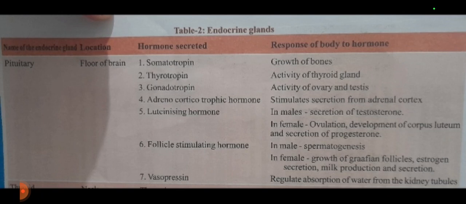The seventh is vasopressin. In the earlier classes, in the fourth chapter, excretion, we learned about the vasopressin hormone. It acts on the kidneys to control and make the urine concentrated. Okay, this is all about the pituitary gland. It is very small, but it has a lot of functions.